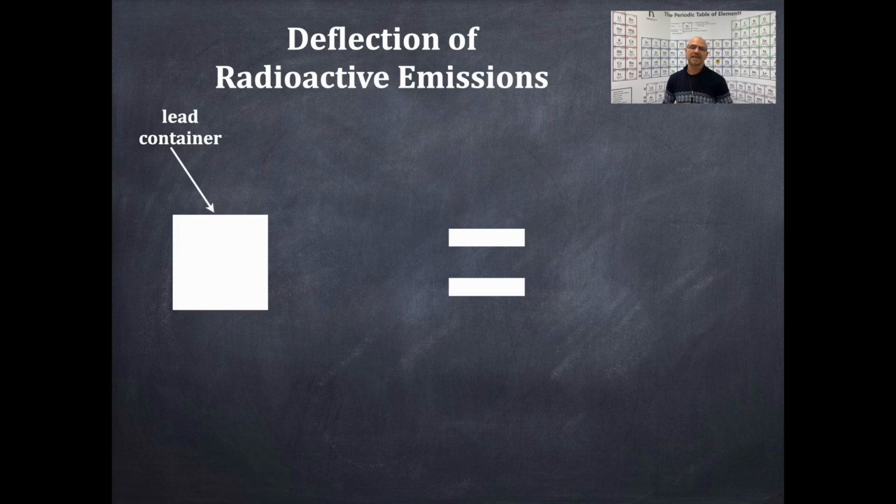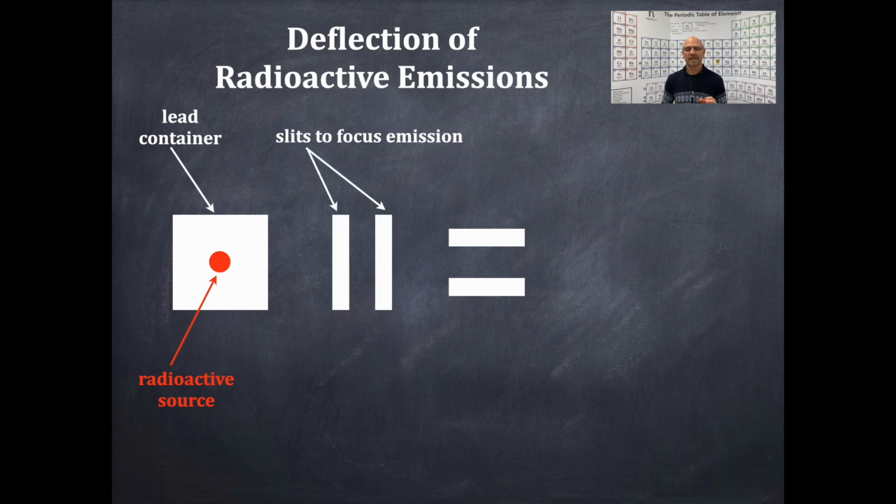We're going to have this container here. It's going to be lead. We're going to have a radioactive source in it. We're going to have these slits for focusing, and the particles emitted from this radioactive source are going to go right through to the other side. It's kind of like having a container with a hole drilled through it, like a hydro flask, if you will, with the radioactive source inside of it. And you're going to point the radioactive source at something.